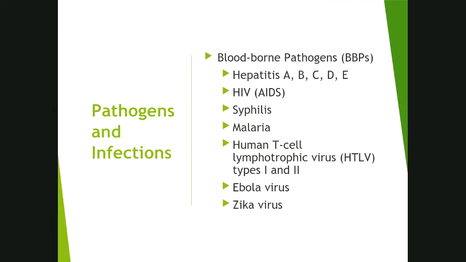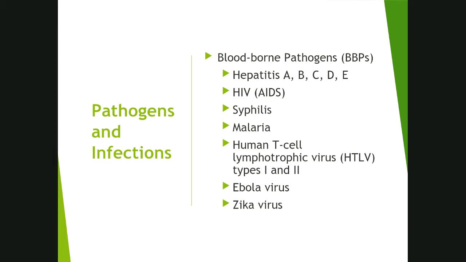Bloodborne pathogens: hepatitis A, B, C, D, and E, HIV, syphilis, malaria, human T-cell lymphotropic virus, Ebola virus, and Zika virus. Hepatitis A is most commonly associated with food contamination, so this would be the main cause of food poisoning.